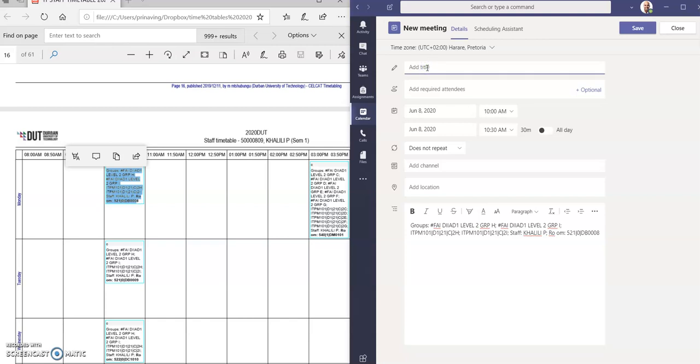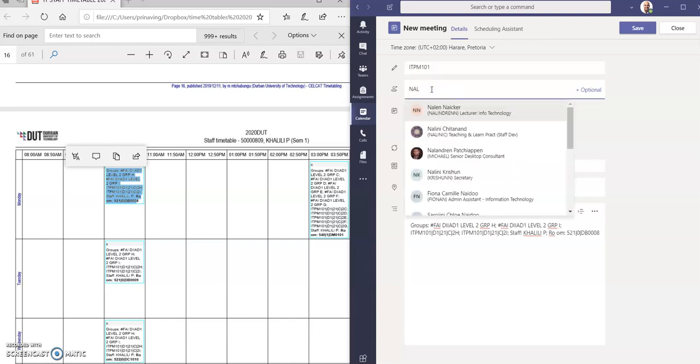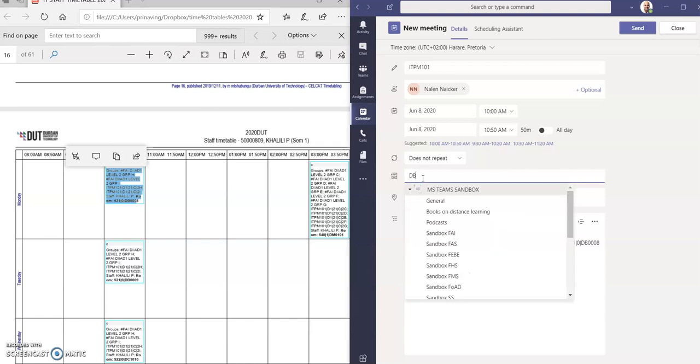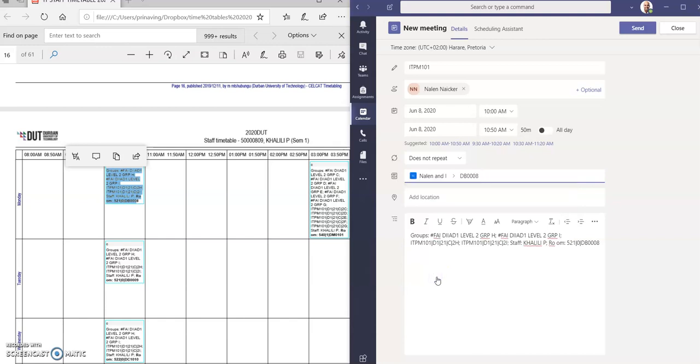And the subject is ITPM 101. And you and me, alternatively, when we set it up with Parivash, we'll include her as an attendee. And that's from 10 o'clock to 10:50. And the channel is DB0008, which is the venue. And there's the venue there. And I click on send.